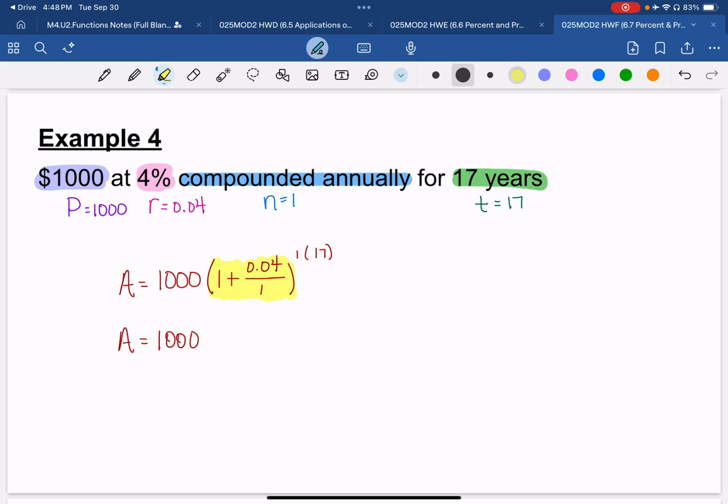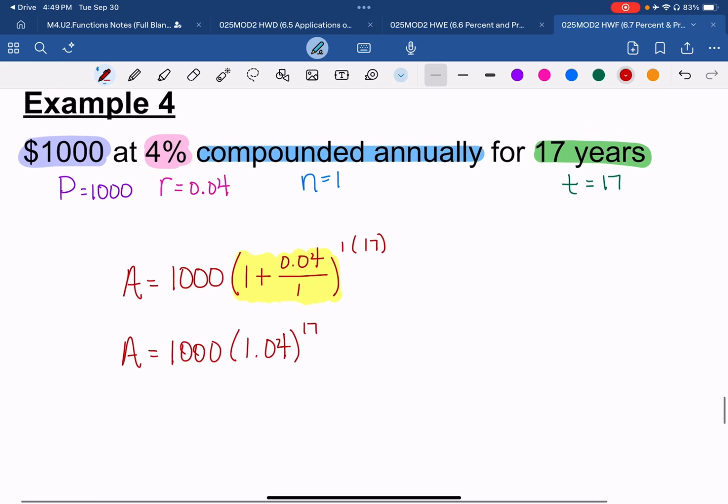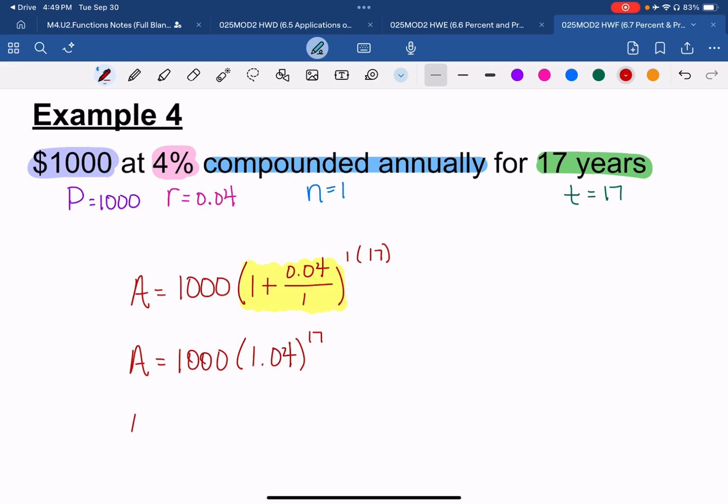If you plug it in piece by piece, I would suggest plugging in this part first. So if you put that in your calculator, 1 plus 0.04 divided by 1, you should get 1.04. And then 1 times 17 is just 17. And then this part would be a whole lot easier to plug into your calculator now. And A would equal $1,947.90.